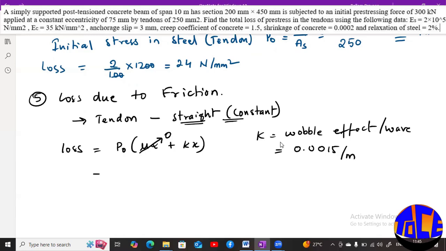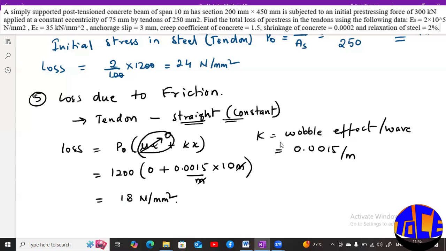X is the span of the member. So let us substitute the values. P naught is 1200. This value will be 0 plus K is 0.0015 and X is the span of the member, so it will be 10. Here this is in meters and this is in meters, so meter will get cancelled. That's the reason I have not converted this into mm. Now calculate this value, and you'll get a value around 18 Newton per mm square. Suppose the tendon profile is not straight, it is parabolic or inclined. In that case, you need to consider this value also, because you will have an alpha value.